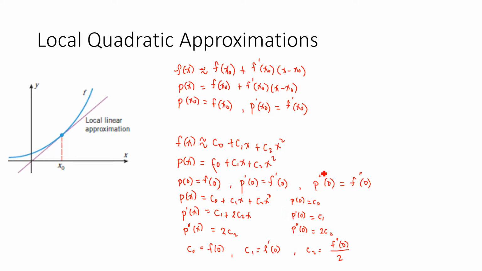So our local quadratic approximation of f at x equals 0 is: f of x is approximated to f of 0 plus the first derivative of f of 0 times x, plus the second derivative of f of 0 over 2 times x squared. Again, our formula for the local quadratic approximation is f of x is approximated to f of 0 plus f prime of 0 times x plus f double prime of 0 over 2 times x squared.